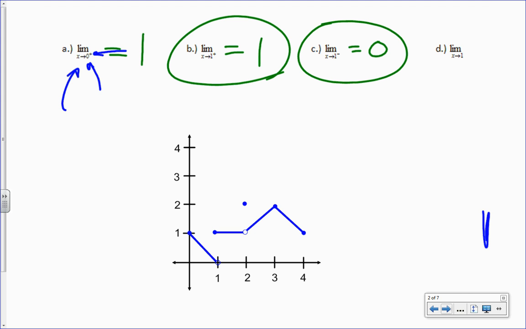Are they approaching the same value? So this one's going there. This one's going there. Are they approaching the same value? They are not, so this limit does not exist because they do not approach the same value. If they approach the same value, guess what? You write down that value. That is the answer. Okay.